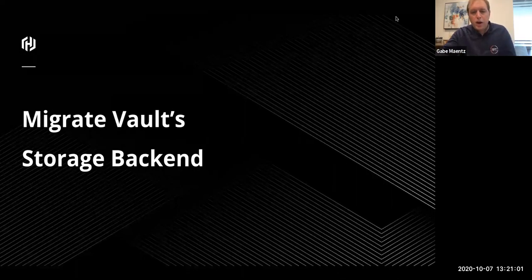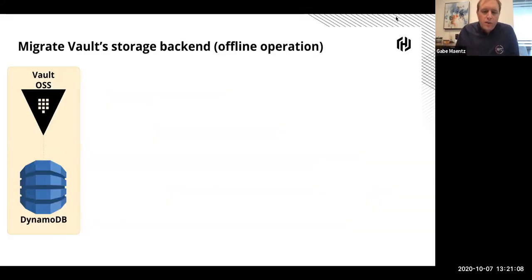So let's talk about that storage backend migration or data copy. The scenario I'm going to use here is a Vault open source instance with a DynamoDB backend, completely open source. So one of the first steps we have to do is to make sure that we get onto a supported backend for Vault.